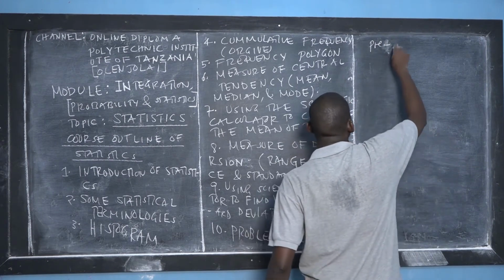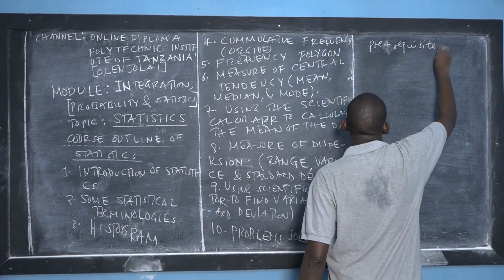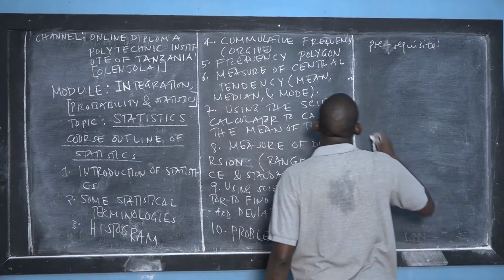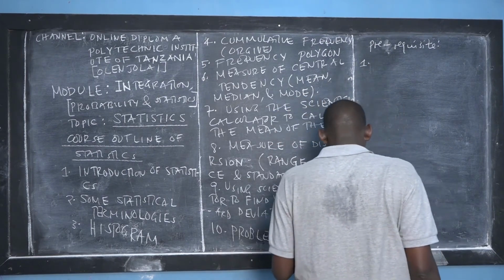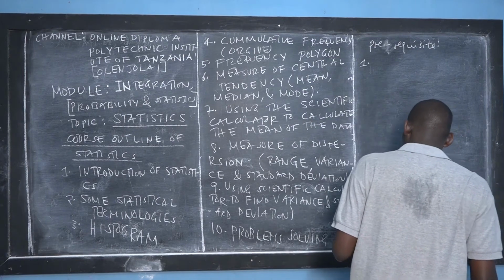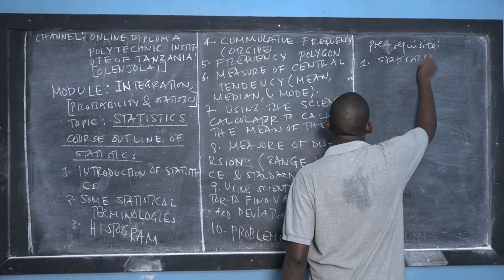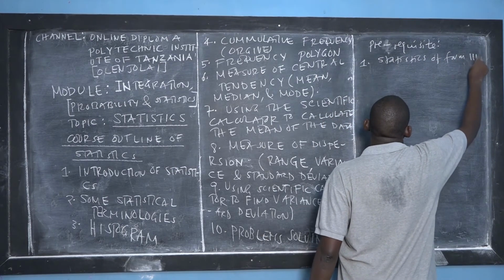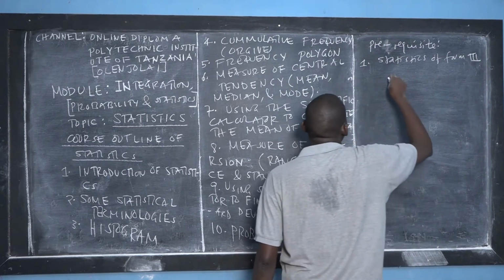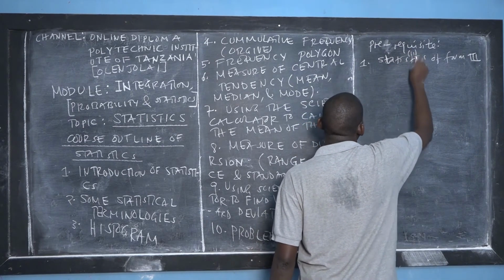Prerequisite. What is the requirement? So the prerequisites of this module are two. We need to remember the statistics of form theory, statistics, which was the 11th topic, or the last topic of form 2, sorry.